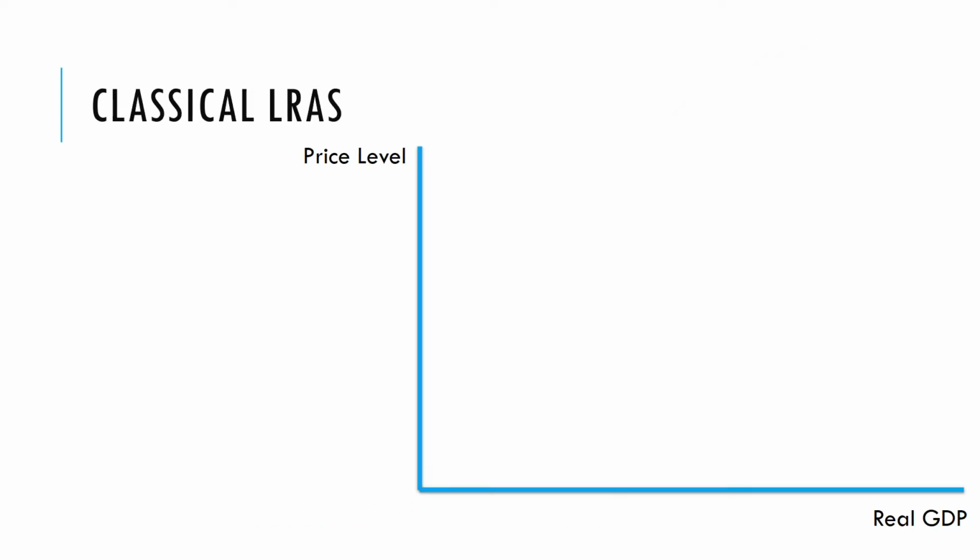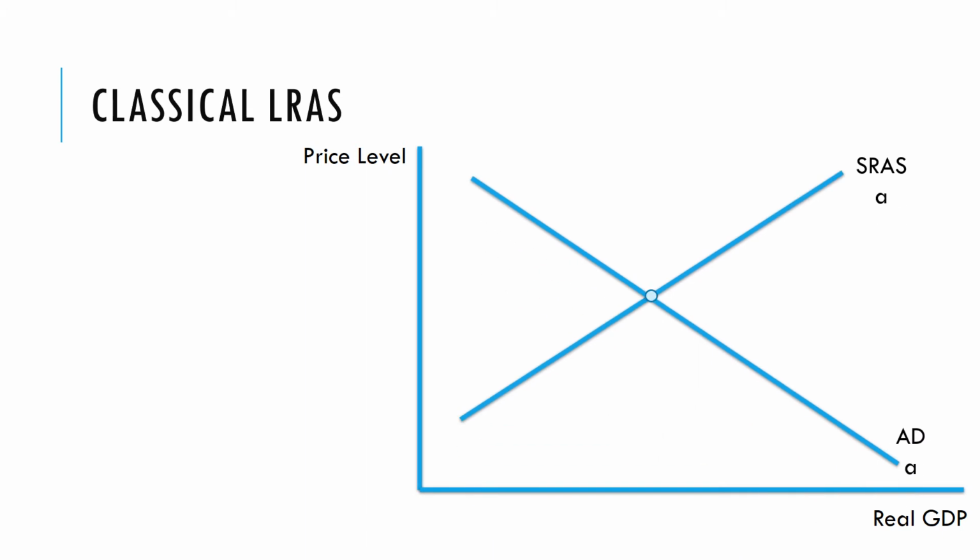So let's start off by looking at the classical long-run aggregate supply curve, and we'll look at how this is derived and the thinking behind the shape of this curve. So again, we have the same axes. We have price level within our economy, and along here we have the level of output, real GDP. And let's imagine our economy starts in this position. We have aggregate demand within our economy, aggregate demand curve A, and we have short-run aggregate supply curve A as well. And this means our economy would be in equilibrium at this position here. So at this price level and at this level of output, and we'll call this level of output Y1.